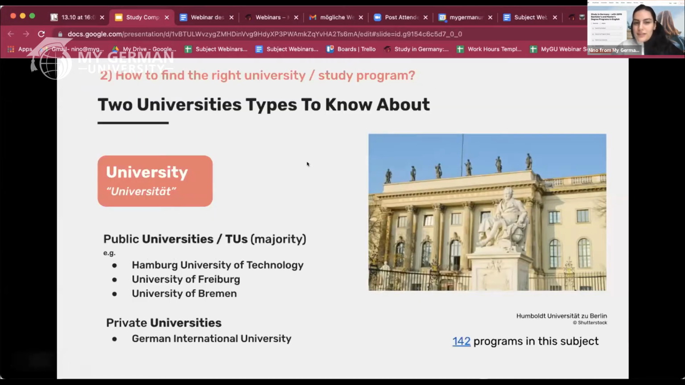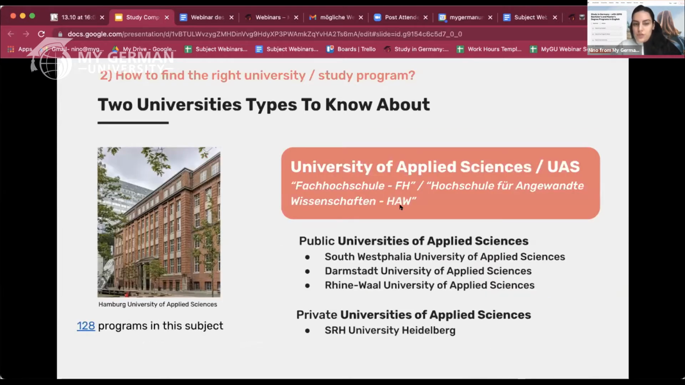Another important thing is the higher education system in Germany, which is roughly divided into two major groups. There are universities, which also include technical universities, and there are universities of applied sciences. Both of them have programs in computational science, and you can see on the slide we have the first group, which is universities, with 142 programs in this field. Universities of applied sciences also provide some programs in computational science, and the number is 128.